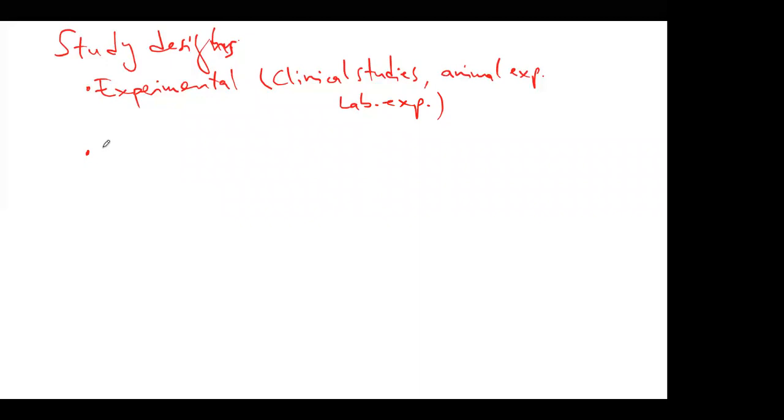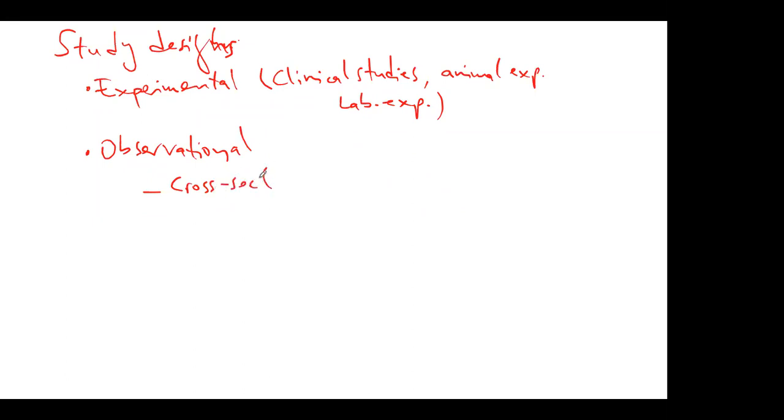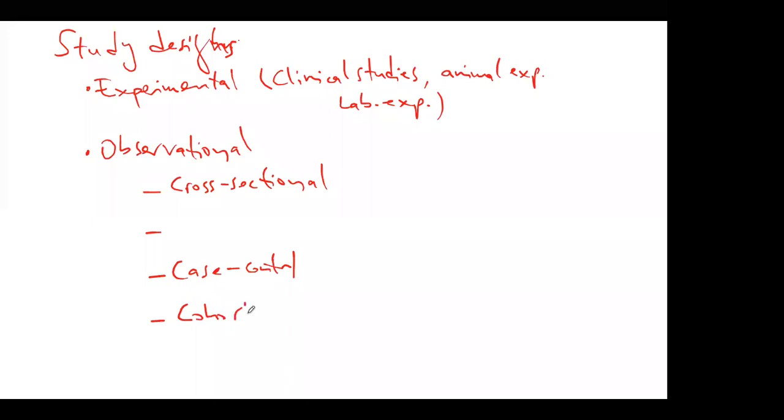Okay, then we have the observational studies. By the way, there are more study types, designs, but these are the basic ones. The observational ones can be cross-sectional. Can you help me to remember them? Anybody? Case control, very good. And cohort. Yeah, these are the major types. We can also write repeated cross-section, but it's a version, a repetition of the cross-section, okay?